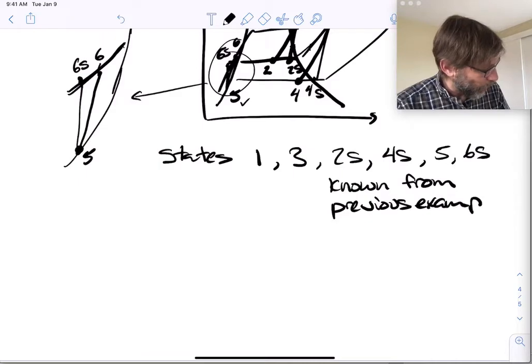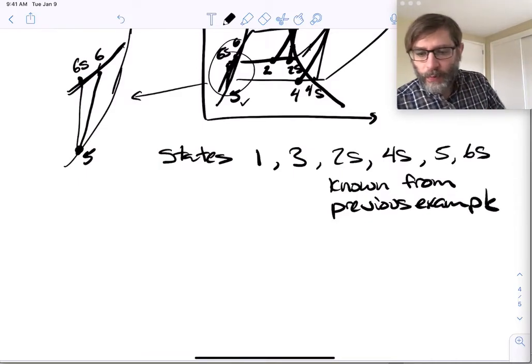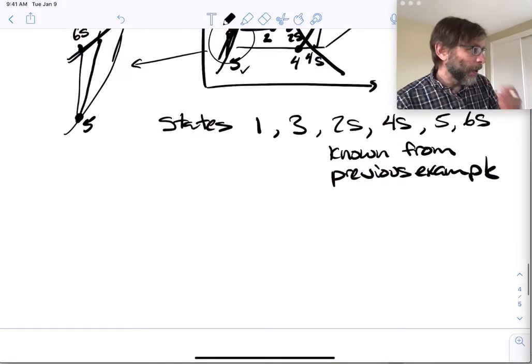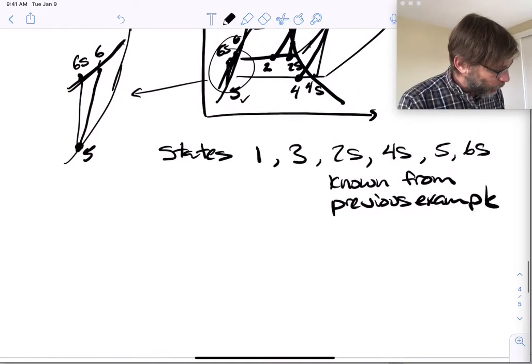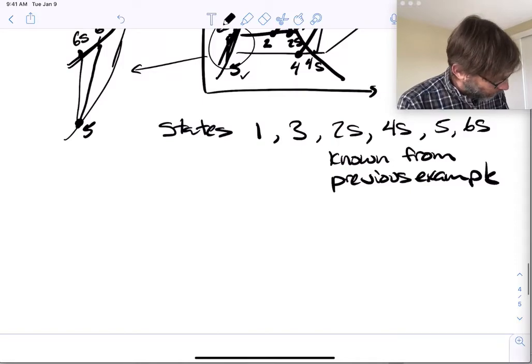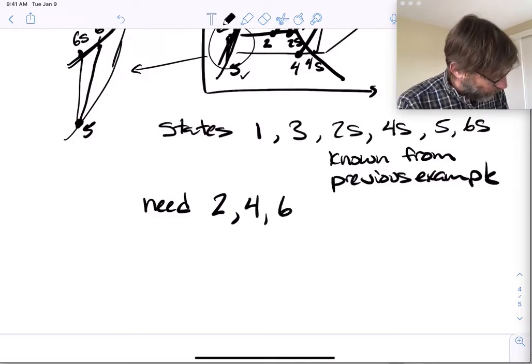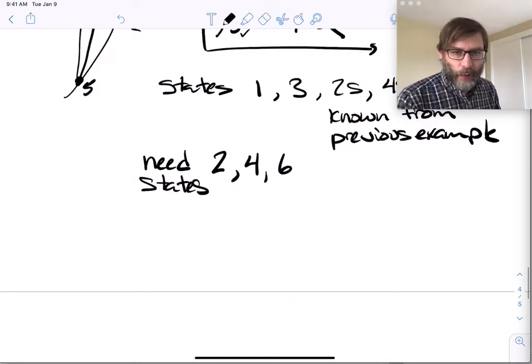So we don't have to do that. But what we do have to do is figure out what the remainder of everything is. What we need to find is states 2, 4, and 6. Okay, we need states 2, 4, and 6.